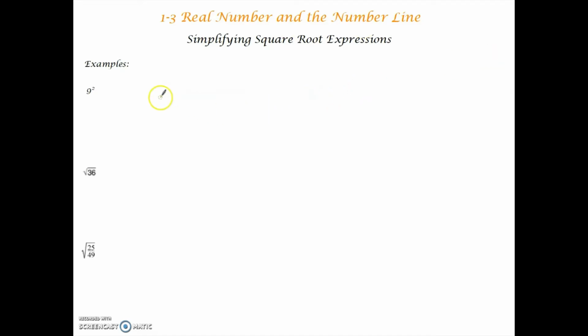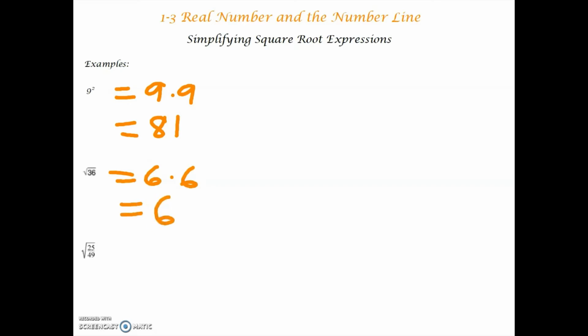Simplifying square root expressions. Some examples: the square root of 81 can be written as 9 times 9, so the square root is 9. The square root of 36 is 6 times 6, so the square root would be 6. This is a fraction: the square root of 25 over 49 can be written as 5 times 5 over 7 times 7, so the square root would be 5 over 7.